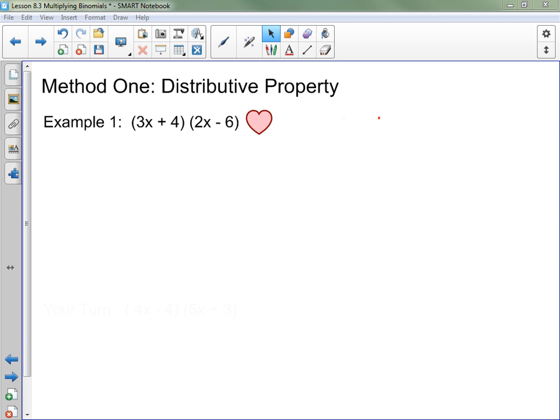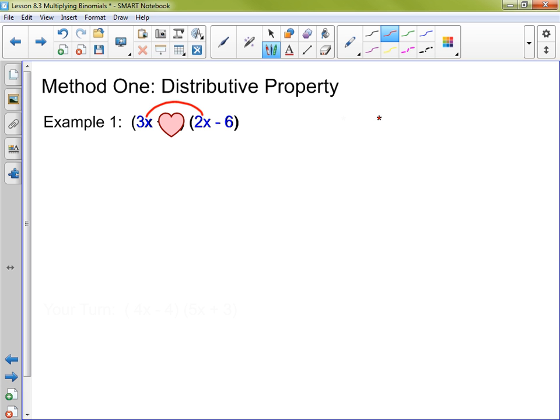You do that by, now I've got a heart up here, but you can just use your finger or your pencil. You do that by pretending that the second part of the first binomial isn't there, and you're going to distribute the 3x times each term inside that second binomial. And if I do that, 3x times 2x is 6x squared, and 3x times minus 6 is minus 18x.